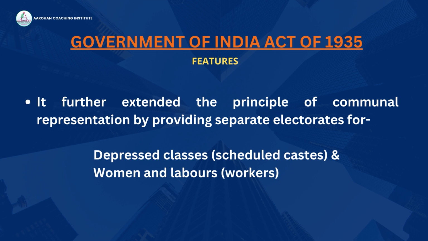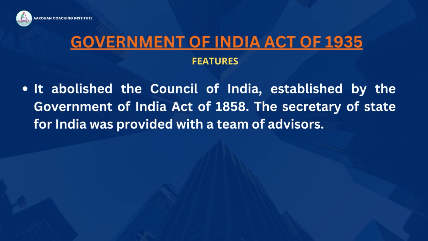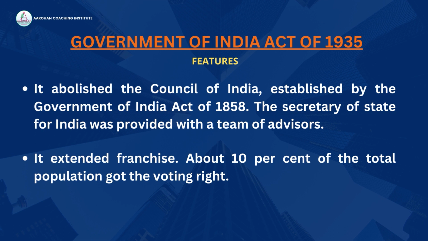It further extended the principle of communal representation by providing separate electorates for depressed classes, that is, scheduled castes, and women and labourers as well. It abolished the Council of India, established by the Government of India Act of 1858. The Secretary of State for India was provided with a team of advisors. It extended franchise in larger number. About 10% of the total population got the voting right.